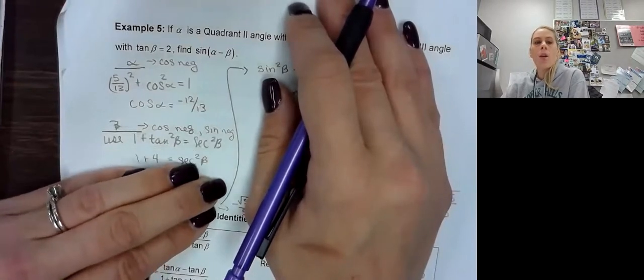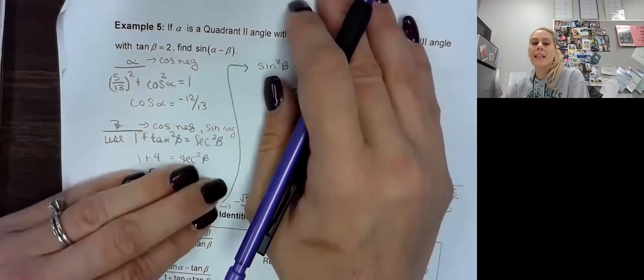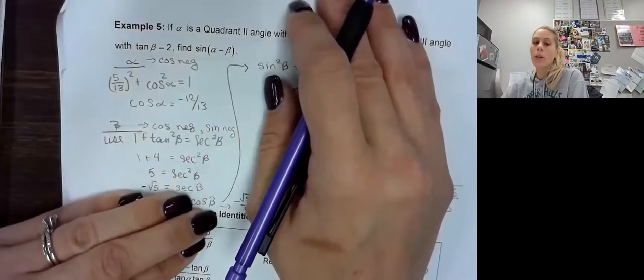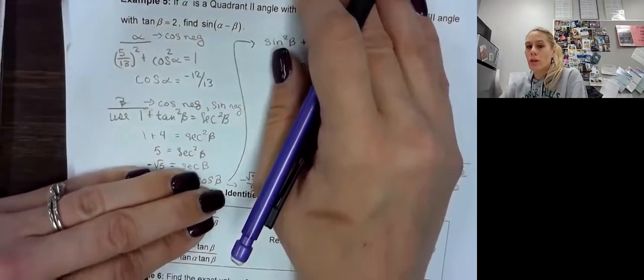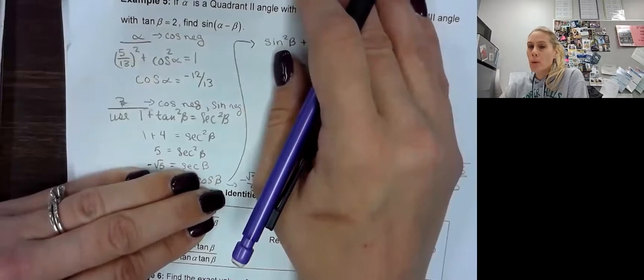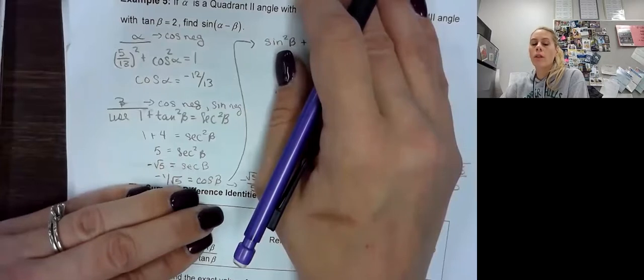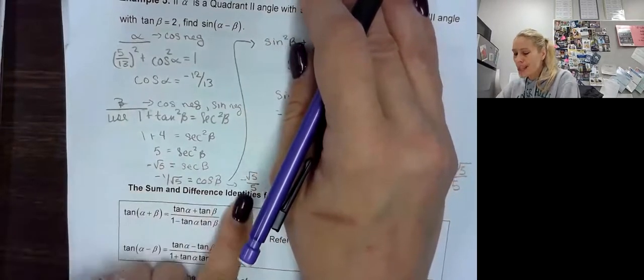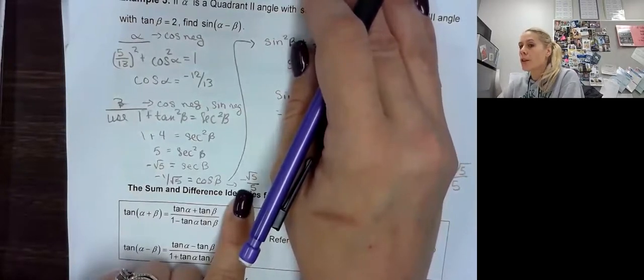Okay, so I get 1 plus 2 squared, which is 4, equals secant squared. So 5 equals secant squared, square root. And we know that since cosine is going to be negative, I put the negative in there. So we get negative square root of 5. But we remember, we have to flip that to make it cosine, which is negative 1 over the square root of 5. Now I want to simplify that out more and get rid of that square root in the denominator, giving us negative square root of 5 over 5.